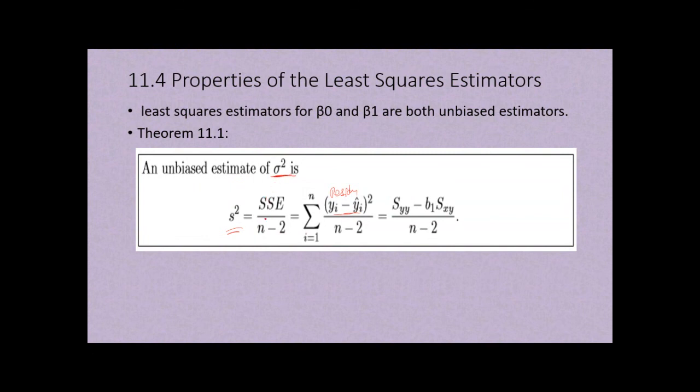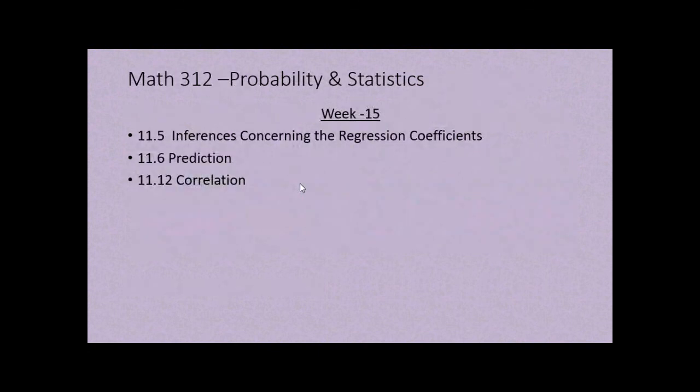We have seen in the beginning that sample variance is an unbiased estimator of sigma squared. So, that is the property here. By using the residuals, we can find the population variance. That's the property here. And this will be for next week.